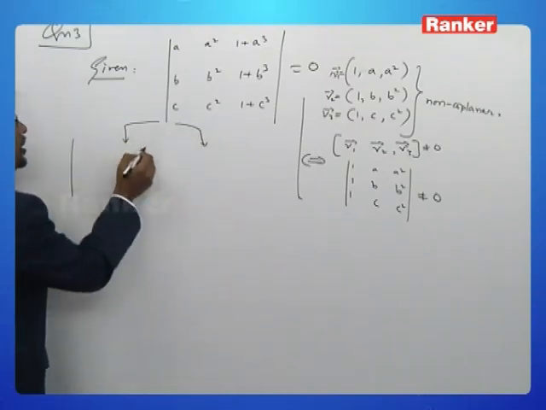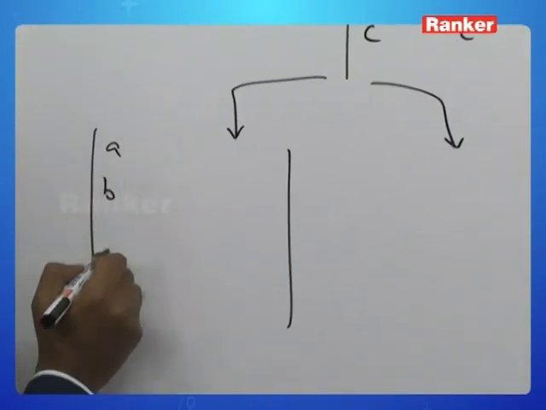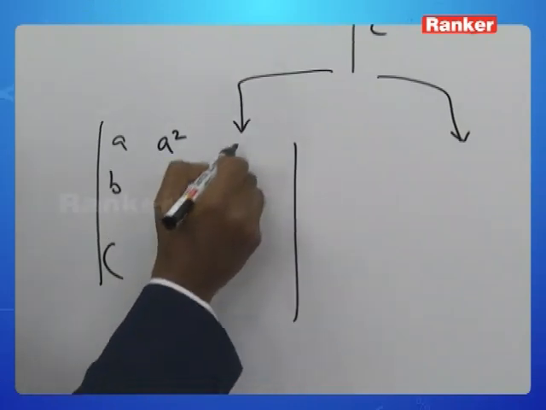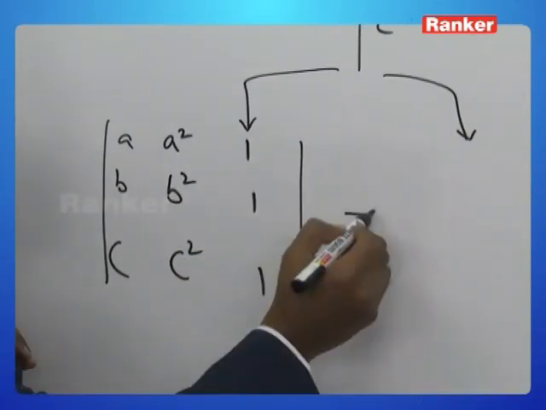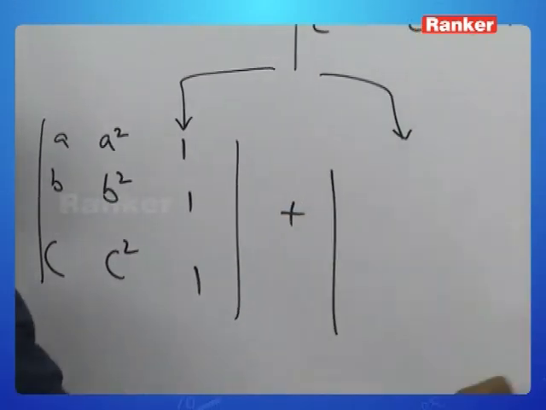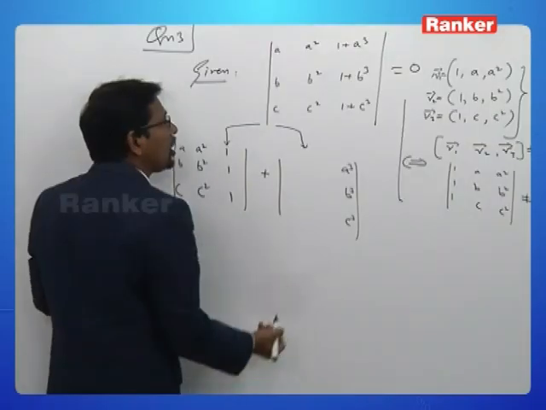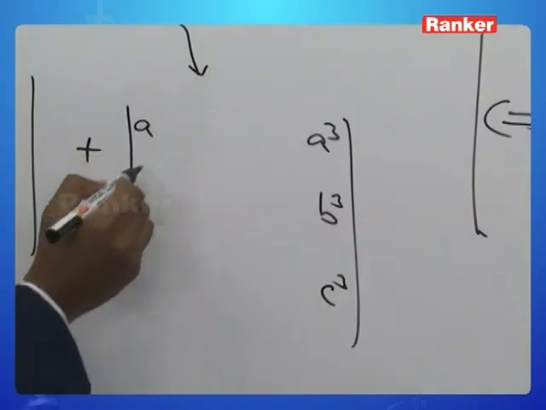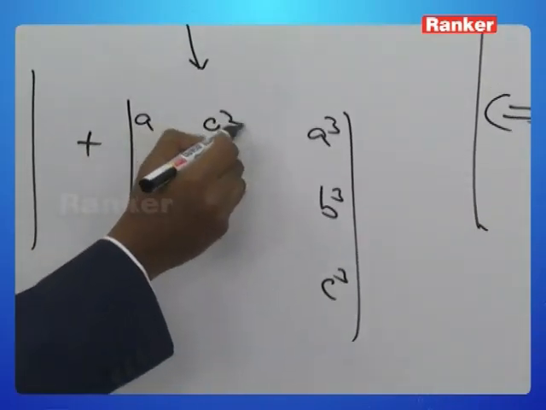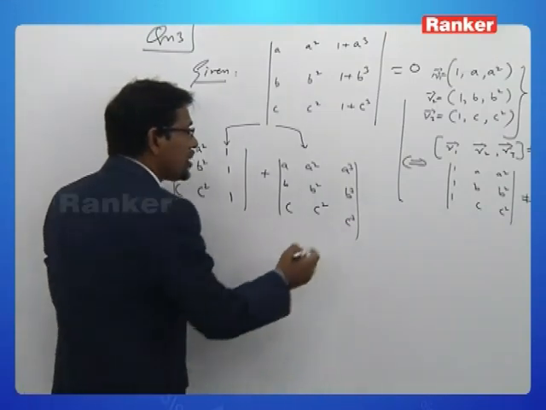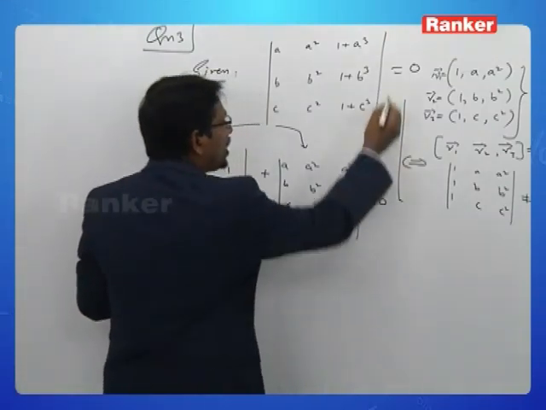What is it? A, B, C; A square, B square, C square; 1, 1, 1, plus, keeping the other two columns as they are, we'll have the other part of the third column, A cube, B cube, C cube; A, B, C; A square, B square, C square. And this determinant is given to be 0. Right hand side, I'm just copying.